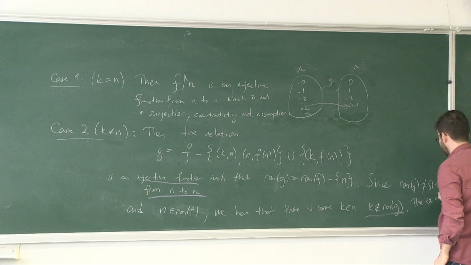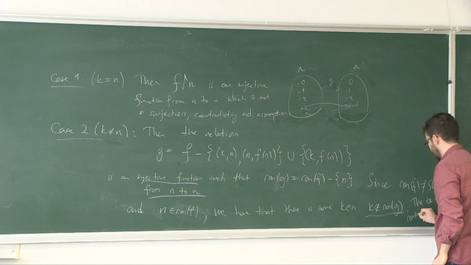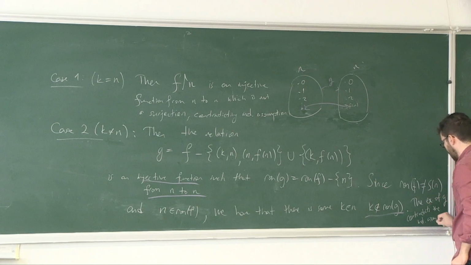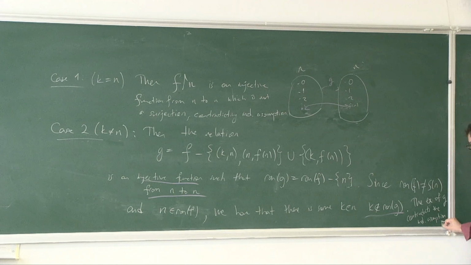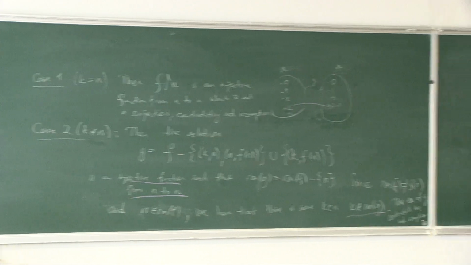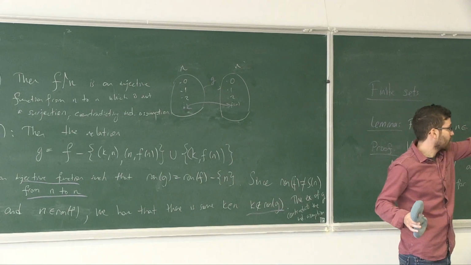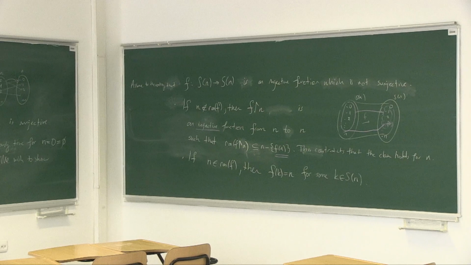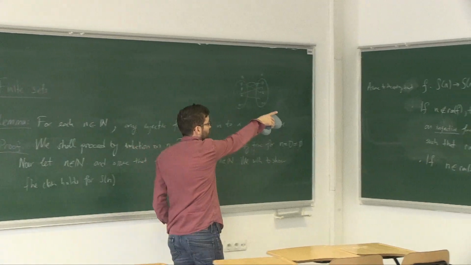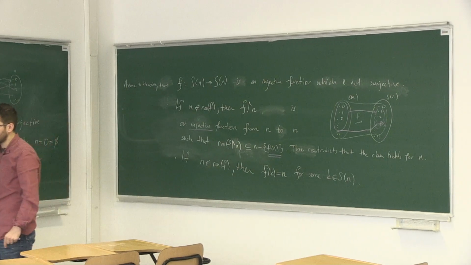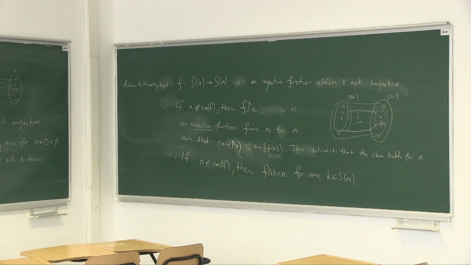The existence of G contradicts the inductive assumption. Okay? Now, in all cases, we end up getting a contradiction, which means that the assumption we made at the beginning, that there's an injective function from S of n to S of n which is not surjective, has to be wrong, okay? And that finishes the proof. If this is wrong, then any injective function from S of n to S of n is surjective, but that's what we wanted to prove. That proves that the claim holds for S of n.